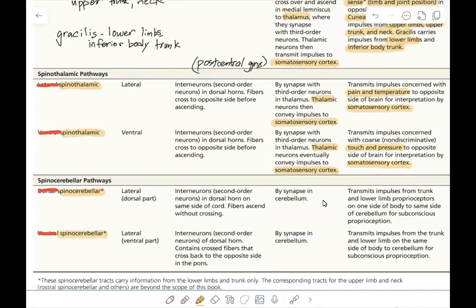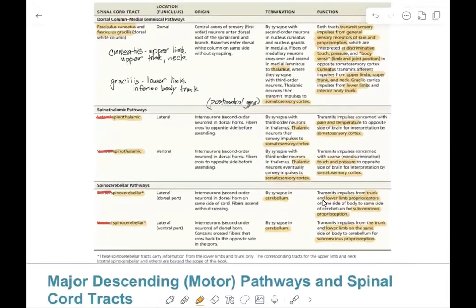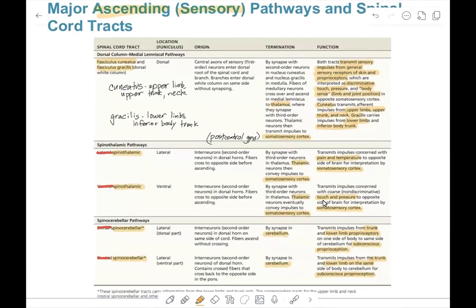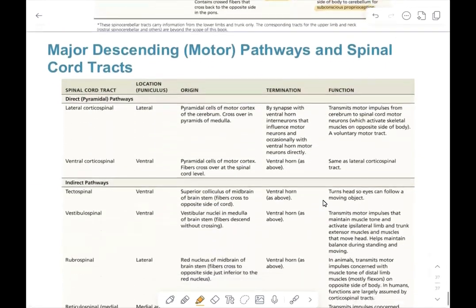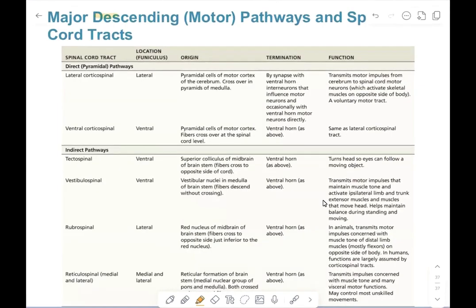For the spinocerebellar, obviously they both go to the cerebellum, and they transmit impulses from the trunk and lower limb proprioceptors for subconscious proprioception. Subconscious proprioception is really the key as far as the function of the spinocerebellum. So those are the ascending or sensory tracts. The last slide is the descending or the motor tracts.